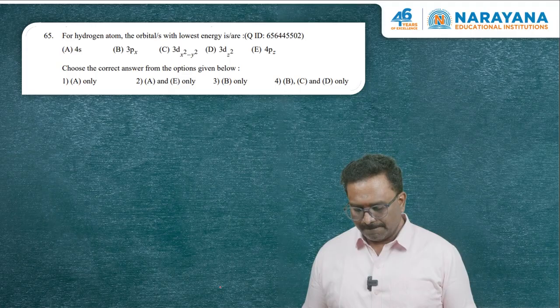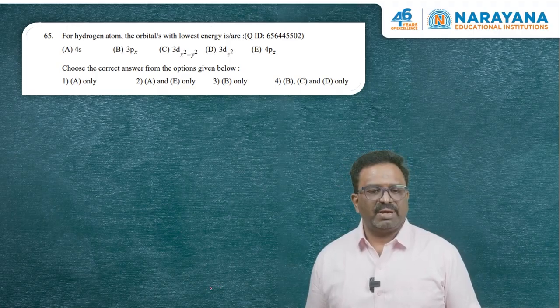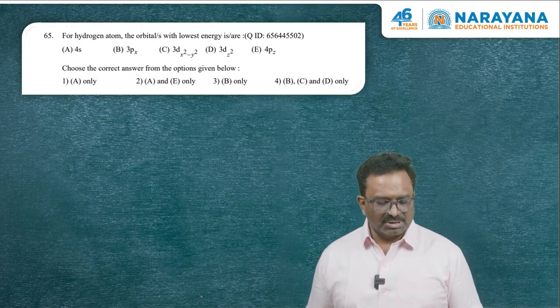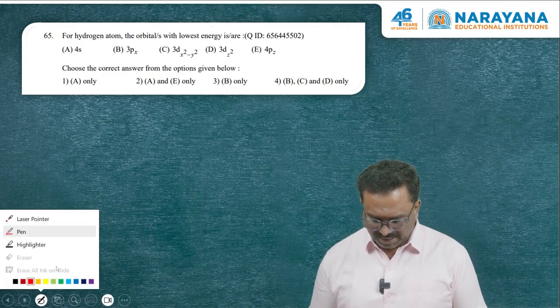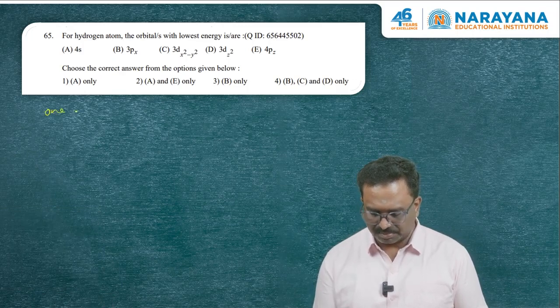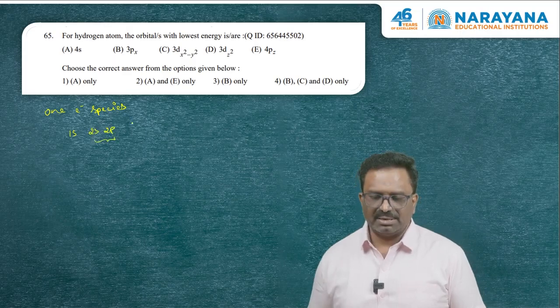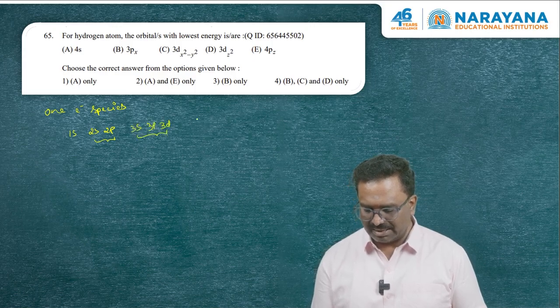For hydrogen atom, the orbital with the lowest energy is R: 4s, 3px, 3dx square minus y square, 3dz square, 4pz. Choose the correct answer from the options given below. Actually, in one electron species, that means single electron species, all the orbitals in a given orbit have equal energy. These are in an energy level, so here these have equal energy.